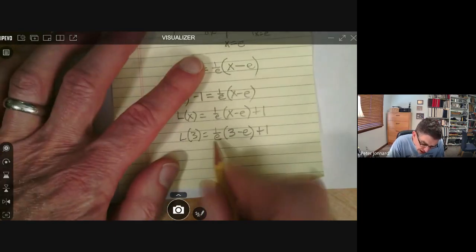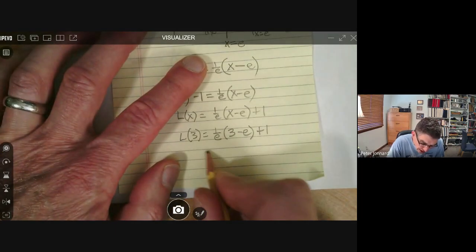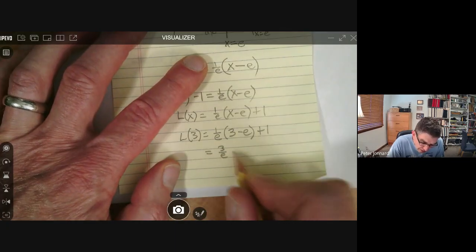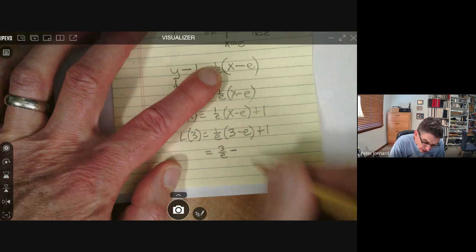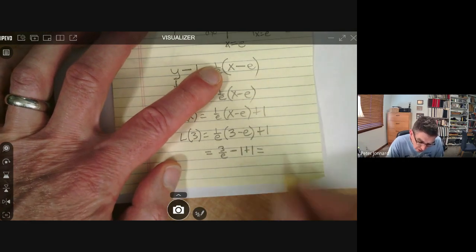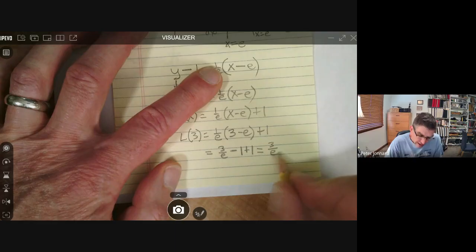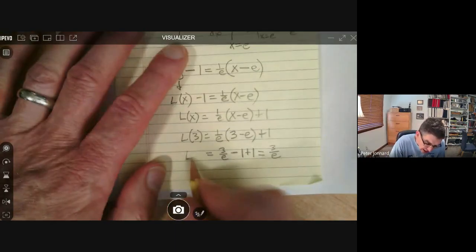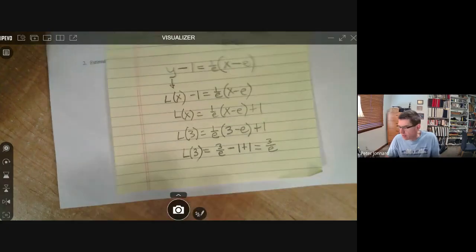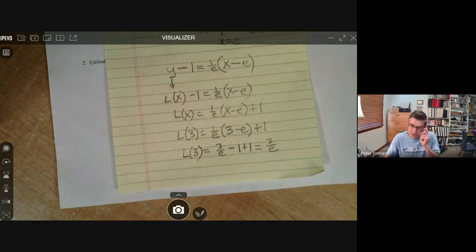I don't really see any easy way to simplify this. I guess I could distribute that, and I would have 3 over e minus 1 plus 1, and that is equal to 3 over e. So basically what we're saying is the natural log of 3 is roughly equal to 3 over e, and this is without a calculator. So I suppose I should have sat down here with a calculator.